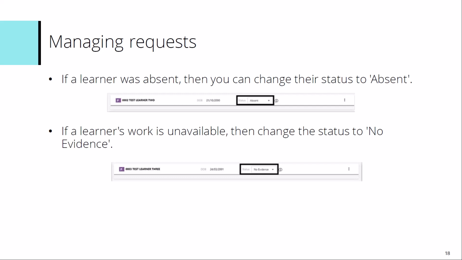If a learner is absent, then you can change their status to absent. And if a learner's work is unavailable due to a special consideration situation maybe, then you can change their status to no evidence.